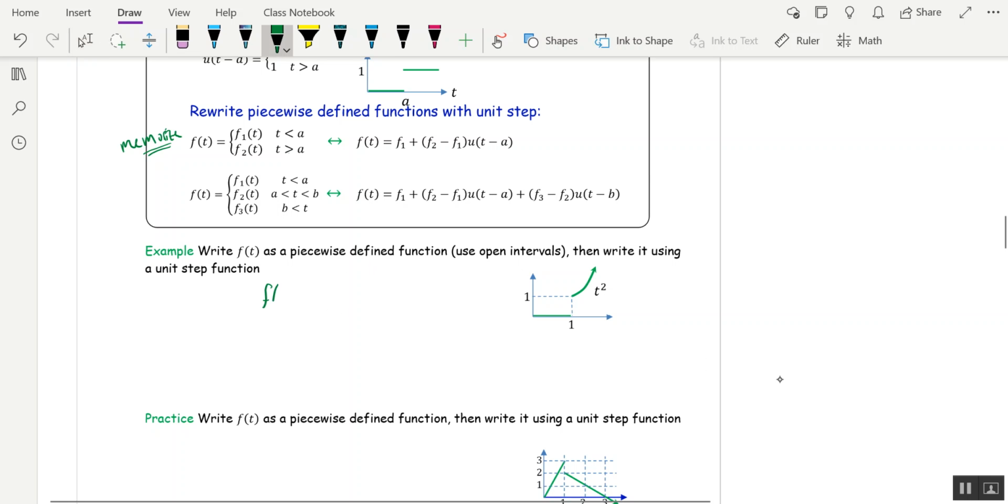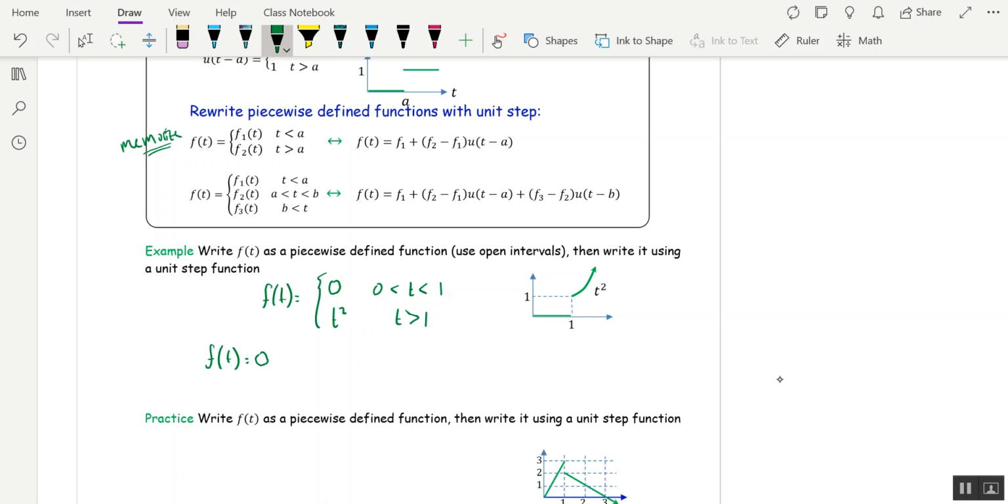So f of t equals, this one's fairly easy, 0 if t is between 0 and 1. All our functions will start at 0 and go on, because the Laplace transform is only defined for t greater than 0. So that's the first part. And then the function is t squared if t is bigger than 1. So our a in this formula at the top here is 1. And so f of t, I'll just plug it in and then simplify it.